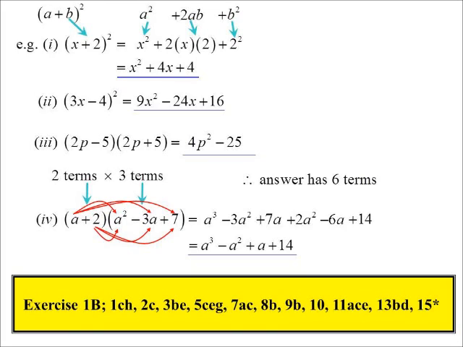Alrighty, so just a little quick one for today. Exercise 1B, some questions on binomials.